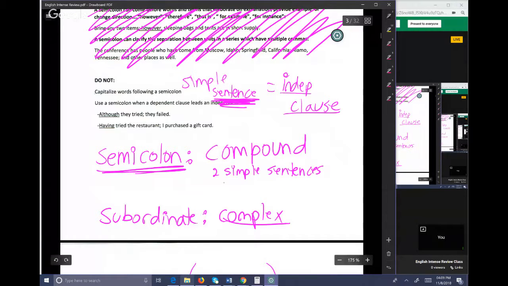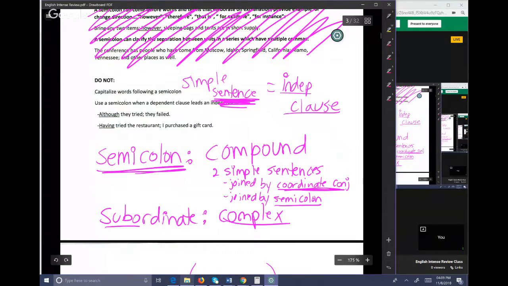The way that we focused on in class is joined by a coordinate conjunction. So if you have two sentences and in between them you place a coordinate conjunction, then you have a compound. The other thing they can be joined by, though, is instead of adding that coordinate conjunction, you could just have a semicolon. So to bring together two simple sentences, you would either have to put an and or a but or an or, or you would have to put a semicolon.